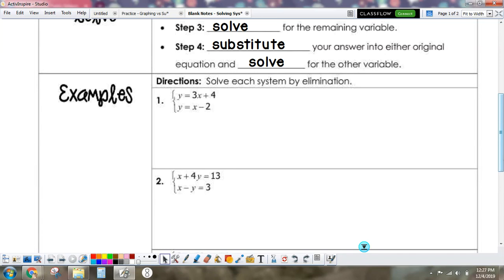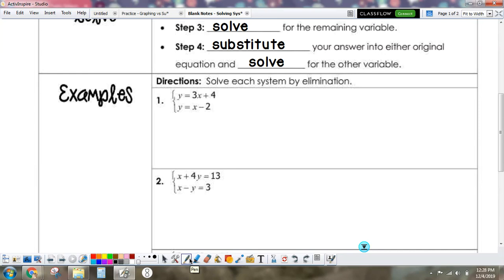So our first example is number 1. We have y equals 3x plus 4 and y equals x minus 2. Now our common coefficient here is y. They both have y equals. So we're going to use that as our common coefficient in order to solve this problem. These are already lined up. All my y terms are lined up together, my x terms are lined up together, and my leftover numbers are all lined up.